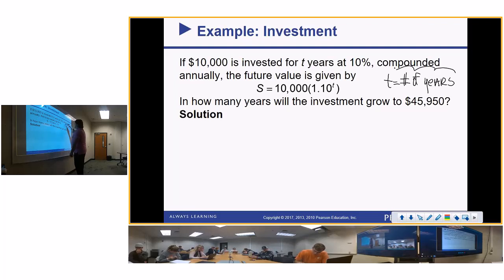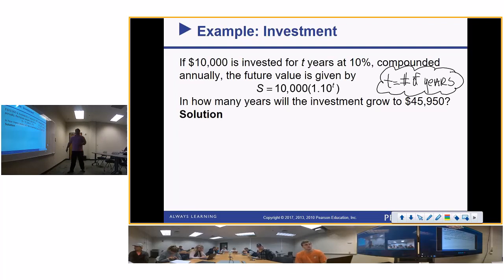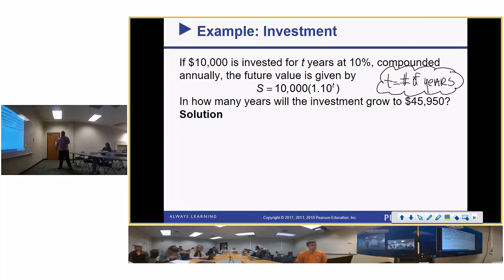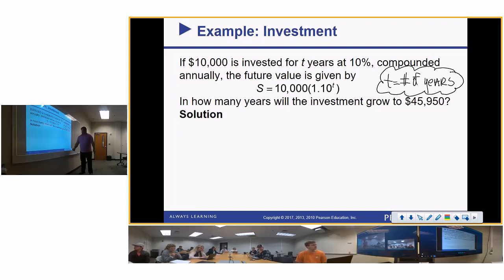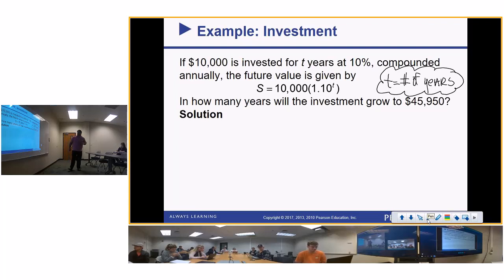Now, a lot of people don't know that, even though they think they're water walkers. If I say you put money into a bank account for 6 months, what is T? Pendleton, what is T when I say 6 months? 1/2. Very good. Somebody's paying attention. One out of 13 ain't bad. All right. So T is the number of years.